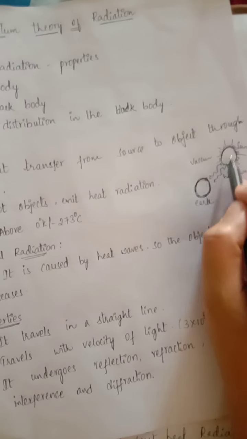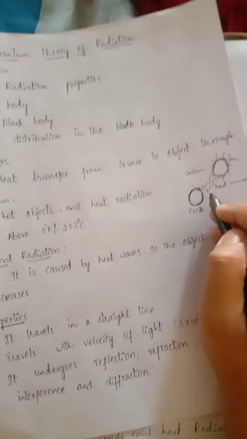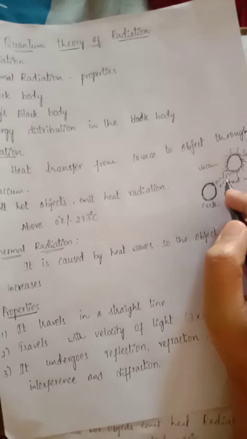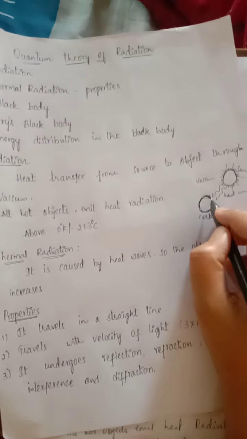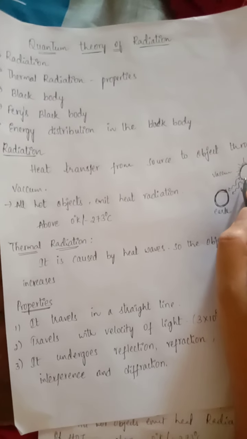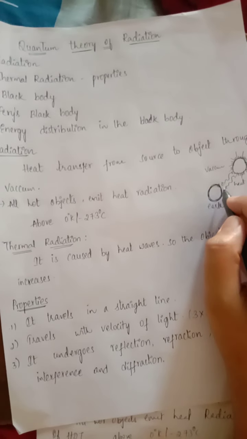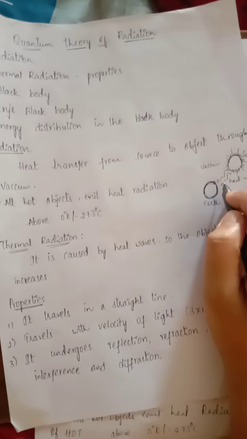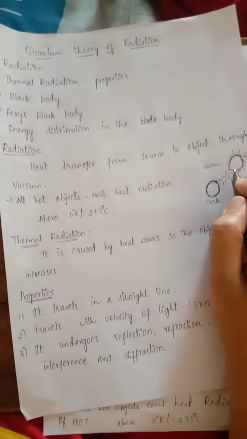The sun will emit some waves, whether heat waves, EM waves or infrared waves. Here we are dealing with the heat waves, which means the sun will heat up the earth. The sun is a hot body, and all hot bodies emit heat radiation when the temperature is above 0 Kelvin or minus 273 degrees Celsius. So this process is called radiation.